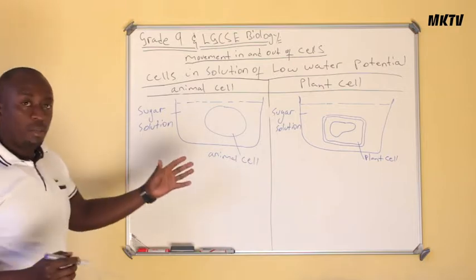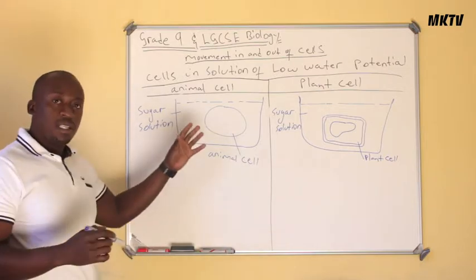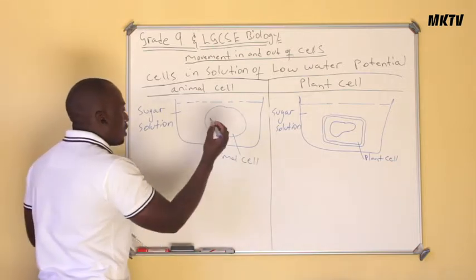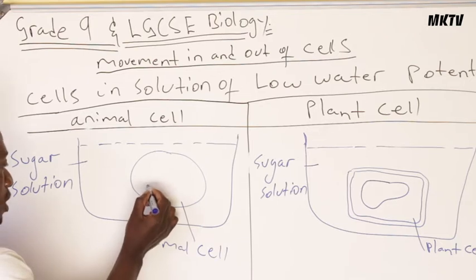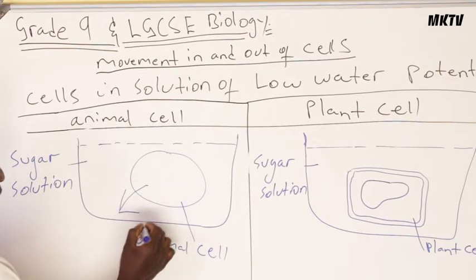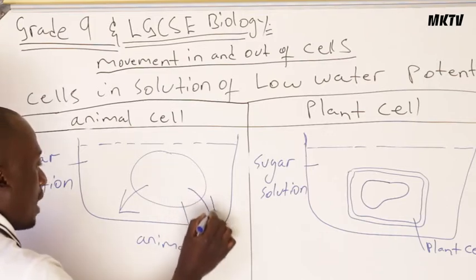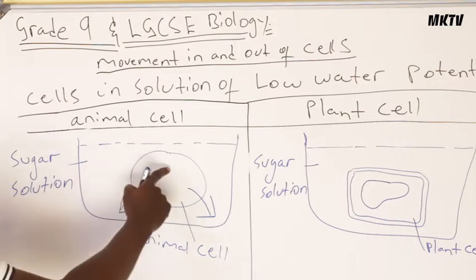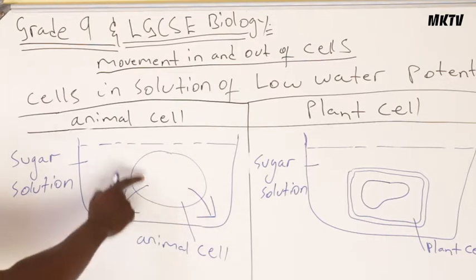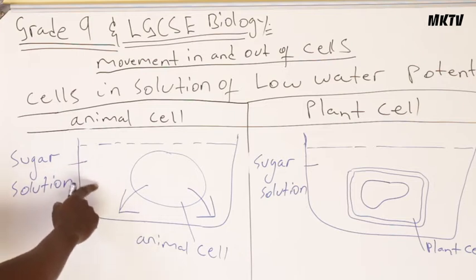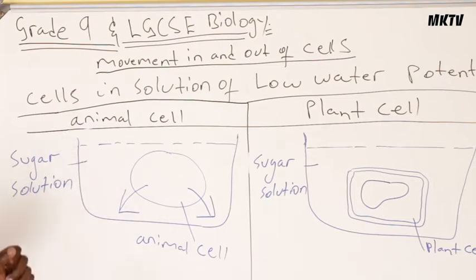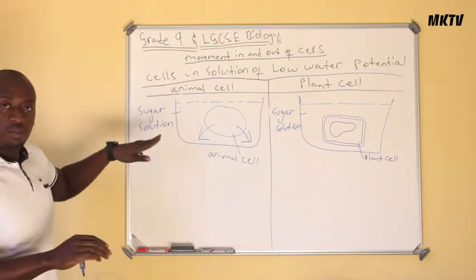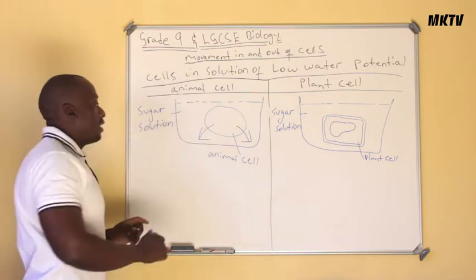So this is what is going to happen when an animal cell is placed in this solution. Osmosis is going to take place, and the water inside the animal cell is going to move out of the animal cell and go into the sugar solution, because the water potential in the animal cell is much higher than the water potential inside the sugar solution, which means this sugar solution is highly concentrated with sugar. Therefore, the water potential in here is much lower than the water potential inside an animal cell.